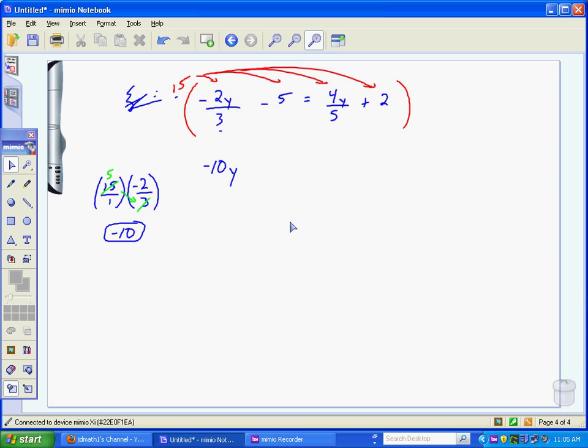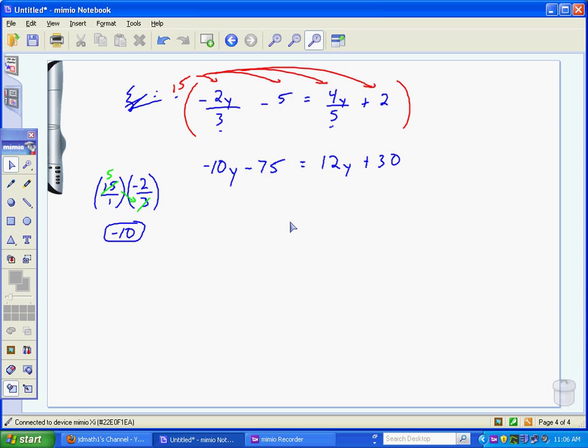As I move on, I've got to go 15 times negative 5 is negative 75 equals, and again, when I multiply by the 4/5, that's going to become 15 divided by 5. I hope everybody sees that. 15 divided by this 5 right there equals 3. 3 times 4, the 4 up top, is 12y. And then 15 times 2 is 30.